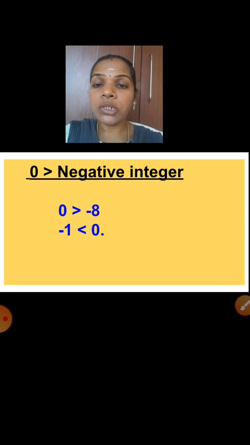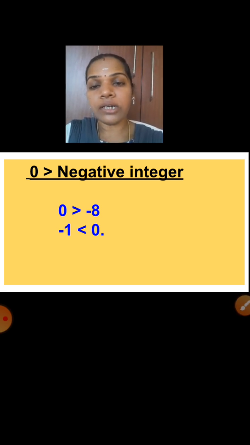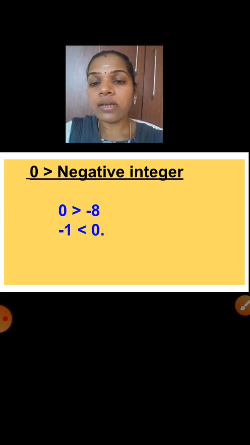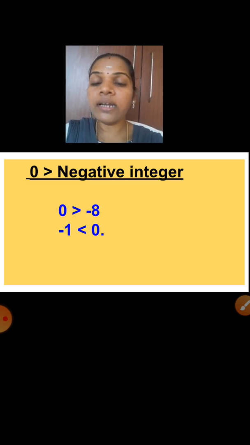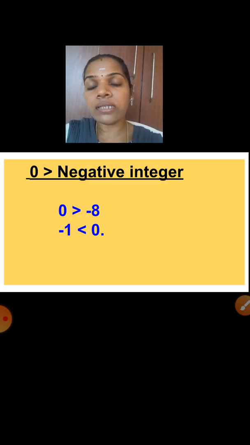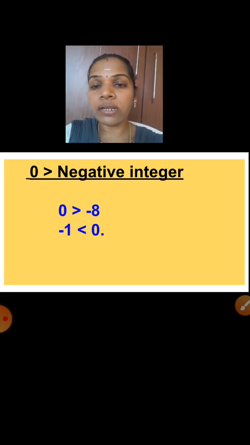Next one is 0 is greater than negative integer. So children, you have to imagine one number line. Where is 0 and where are negative integers? Yes, 0 is on the right side and all negative integers are on the left side of 0, isn't it? So here negative integers are less than this 0.